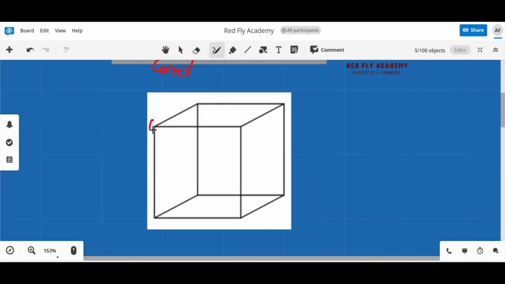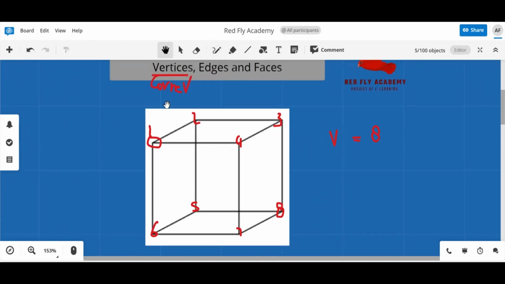Let me count: one, two, three, four, five, six, seven, eight. So how many vertices do we have there? I represent vertices with V, eight. We have eight vertices here. Again, I'm repeating: these are the corners. Vertices are called the corners.